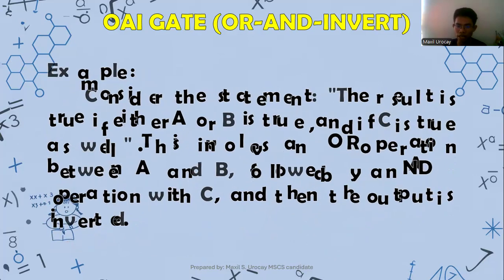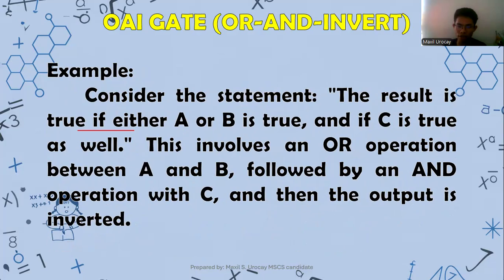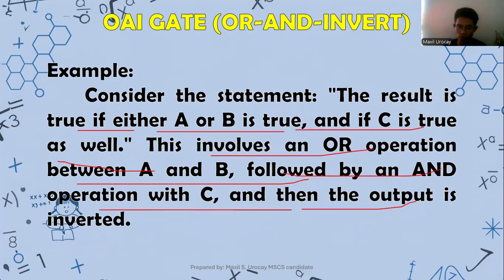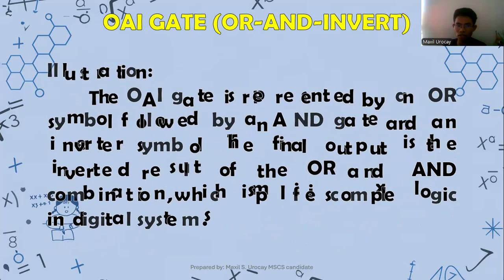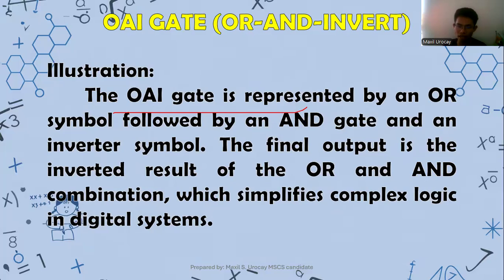So consider this statement: the result is true if either A or B is true, and if C is true as well. This involves an OR operation between A and B, followed by an AND operation with C, and then the output is inverted. So the OAI gate is represented by an OR symbol followed by an AND gate and an inverter symbol. The final output is the inverted result of the OR and AND combination, which simplifies complex logic in digital systems. This is actually how it works.